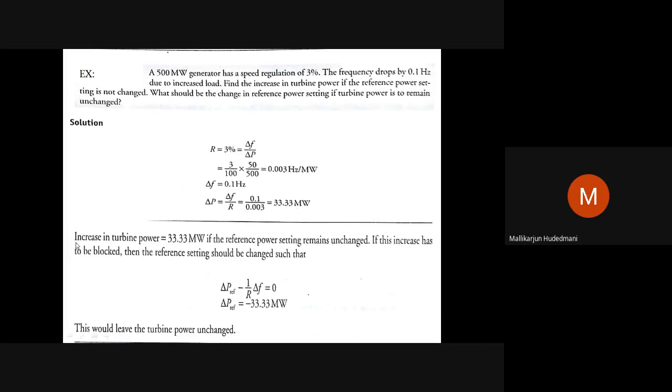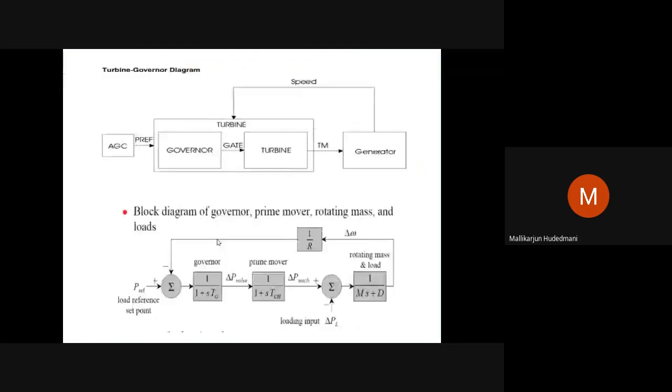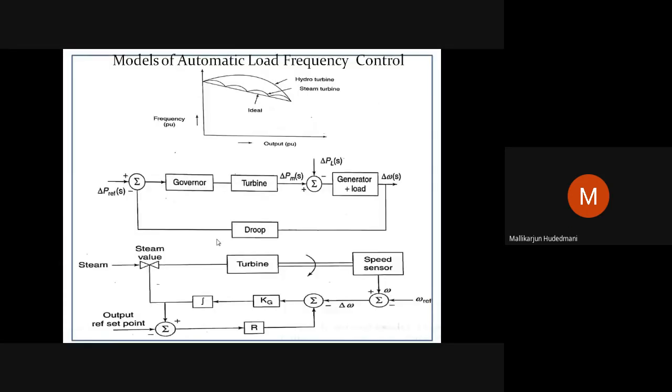So you see the text here. The increase in turbine power must be equal to 33.33 megawatt if the reference power setting remains unchanged. See how it is: reference power setting unchanged. If this increase has to be blocked, then the reference setting should be changed such that P ref minus delta F by R equals 0. So what is this exactly? Let me go back and show you where I am exactly. This is actually the turbine governor characteristics. You can see here where we have seen this point, delta F.